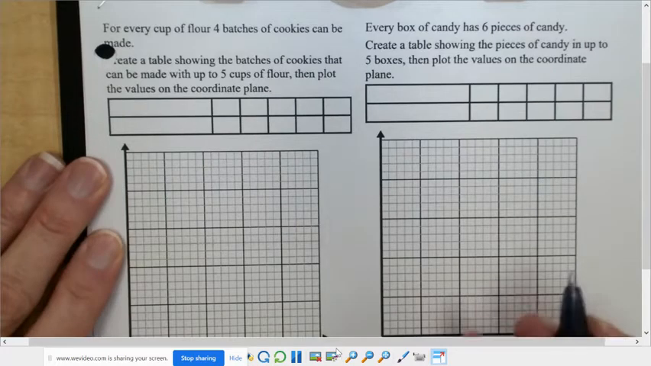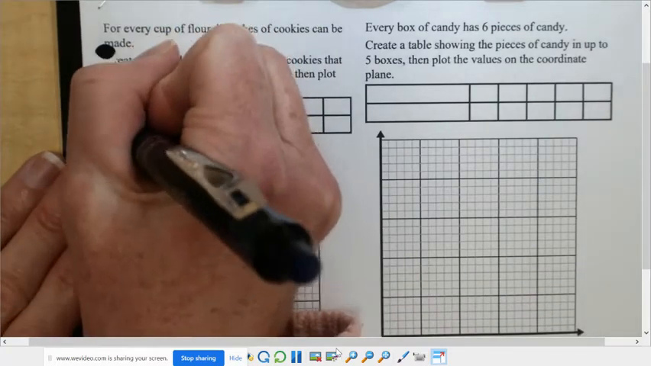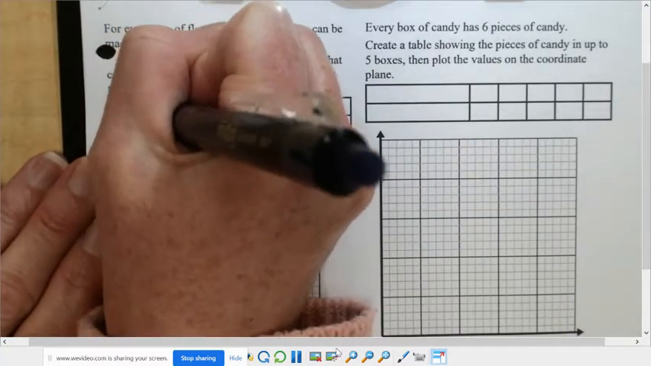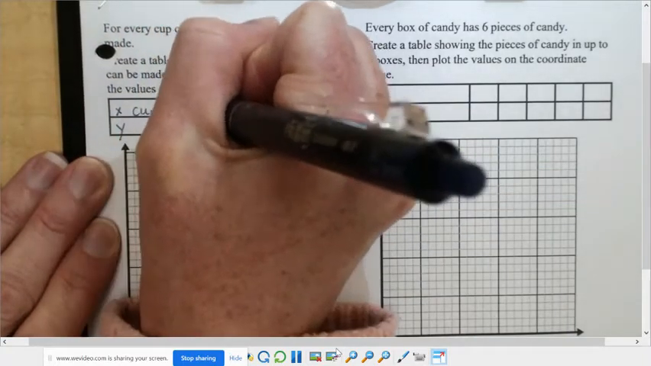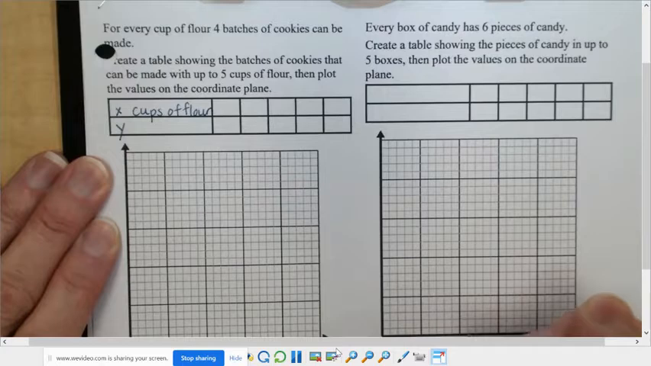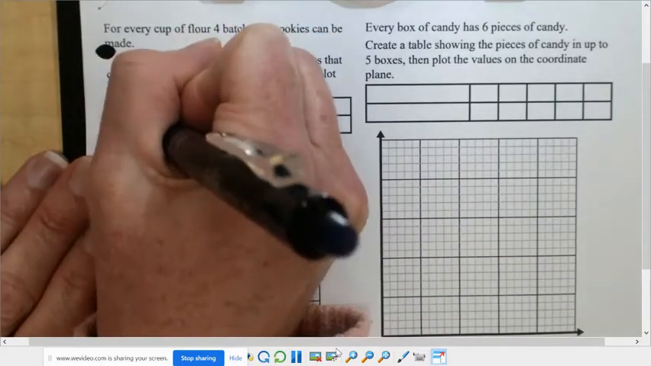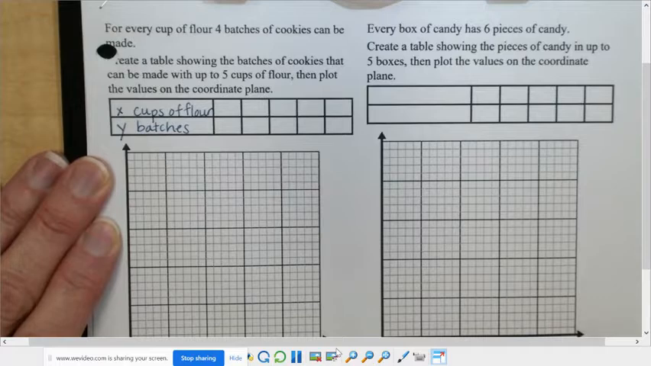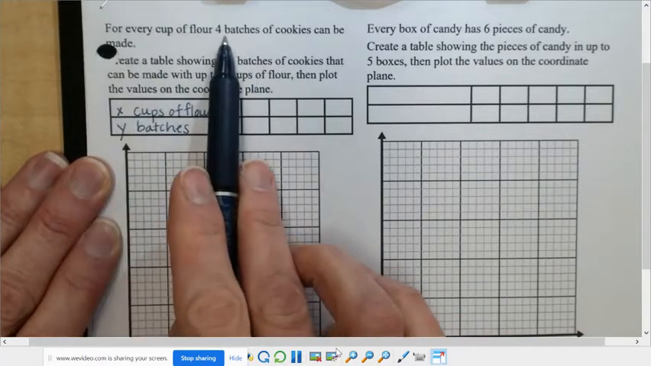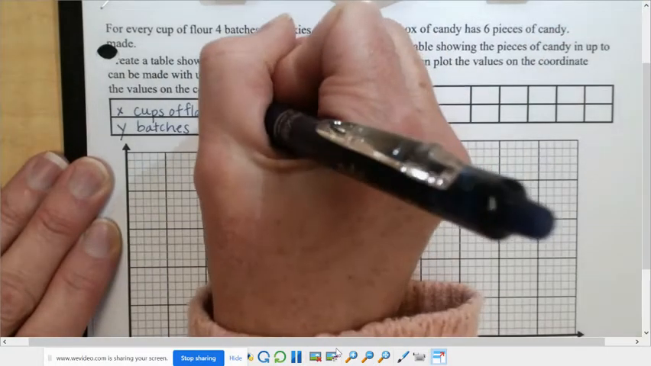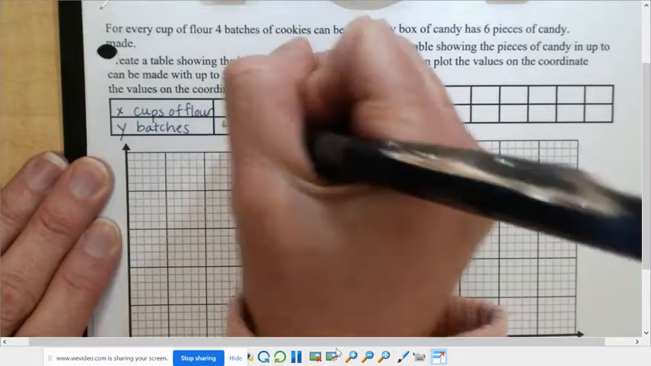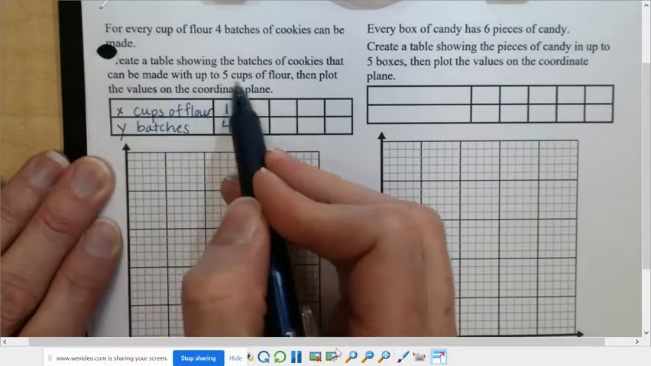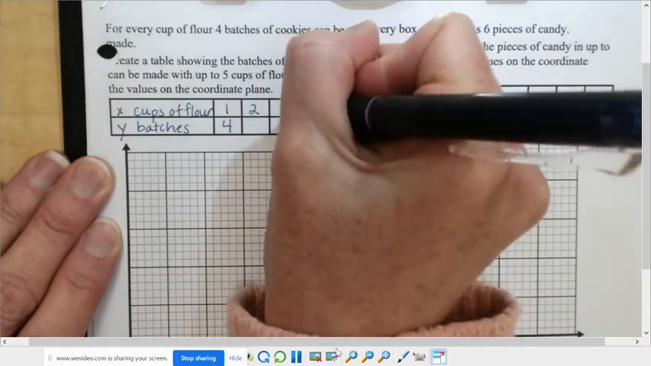So I first have to figure out what my x and y value will be. My x value will be my cups of flour, and my y value would be my batches that I can make. My question says for every cup, 4 batches can be made. So 1 cup gives me 4 batches. We want to know what can be made with up to 5 cups, so I'll fill these in up to 5.